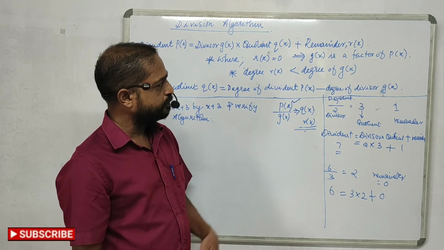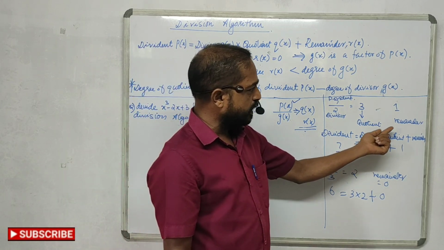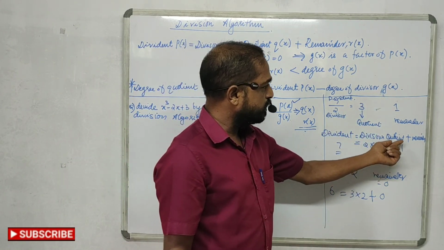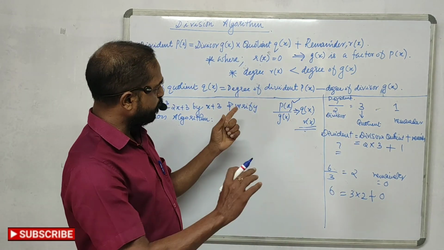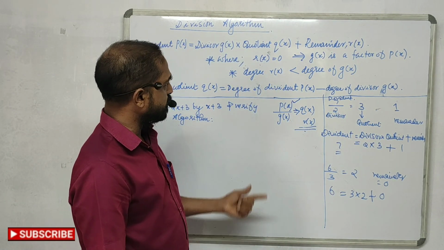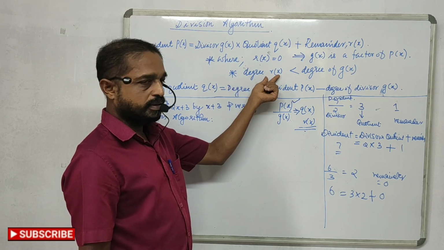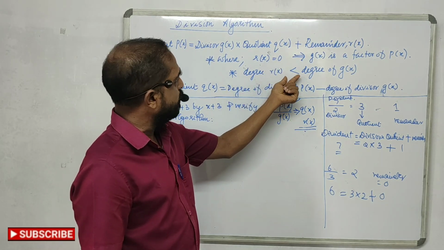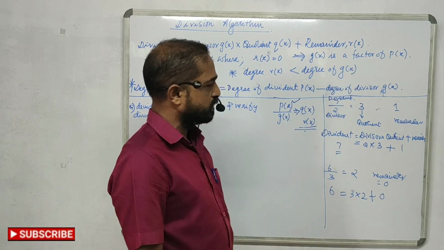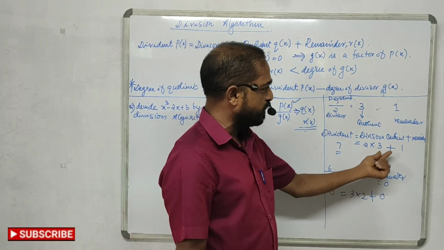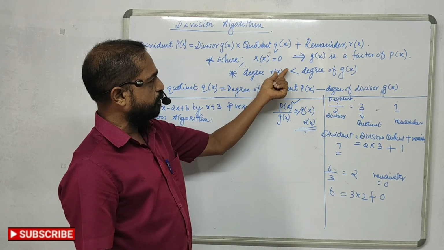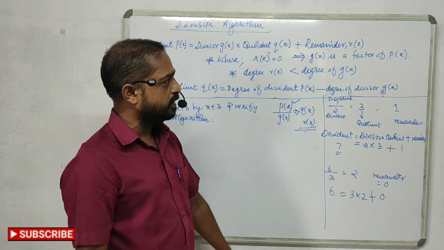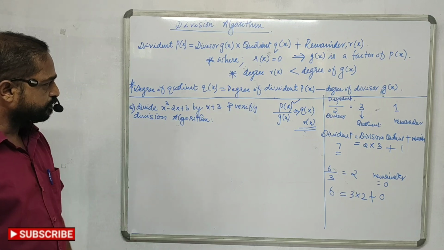And also, here we have seen that the remainder must be less than the divisor. In the case of polynomials, we will say that the degree of the remainder must be less than the degree of the divisor g of x. Here in the case of numbers, we will say that the remainder must be less than the divisor. Here the degree of the remainder must be less than the degree of the divisor g of x.